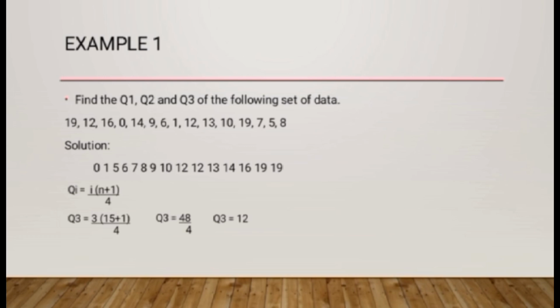So magbibilang na naman po tayo from the smallest value of the set of data. From 0, 1, 2, 3, 4, 5, 6, 7, 8, 9, 10, 11, 12. So our quartile 3 will be 14. Tama? Okay, that's all for the ungrouped data.